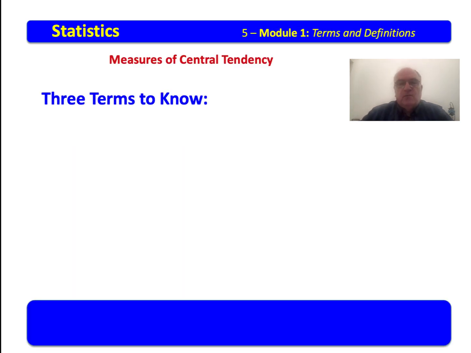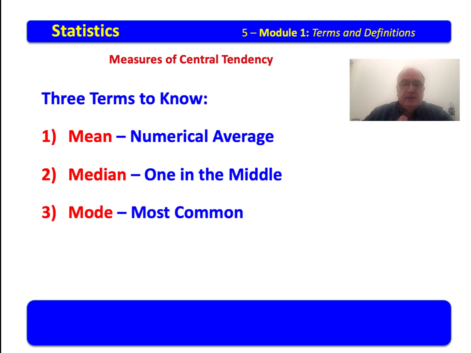We will start out with three new terms to know, and these are measures of central tendency. The first of those is mean, the second is median, and the third is mode. Central tendency means how we define how something meets in the middle. And the middle may be described as a numerical average, which is the mean. This is the most common value that we use in quantitative statistics.